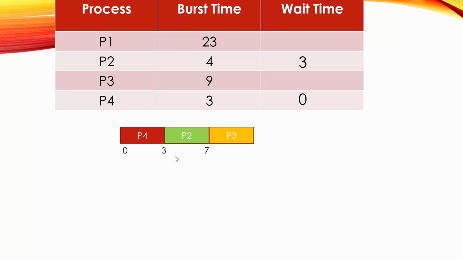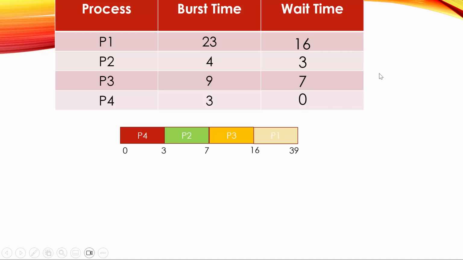P3 is next. How long did P3 have to wait before it had its turn? Well, it had to wait 7 seconds. How long does it run? It has a burst time of 9. It runs till 16. That leaves only one process left, which is P1, or process 1. How long did P1 have to wait? It had to wait 16 seconds because that's when P3 finished, and now it was P1's turn. It runs for 23 seconds and finishes at the 39 mark.